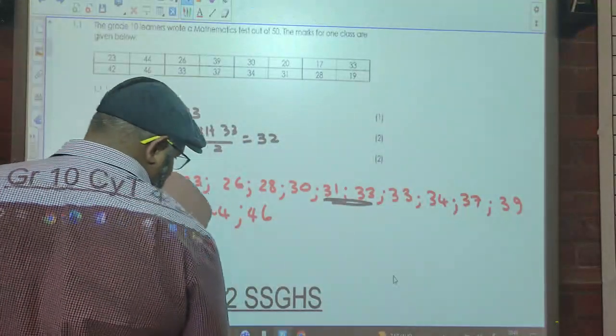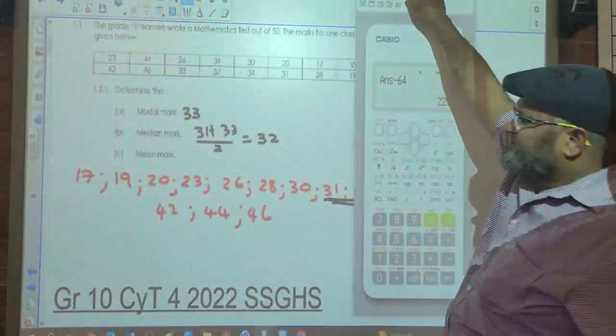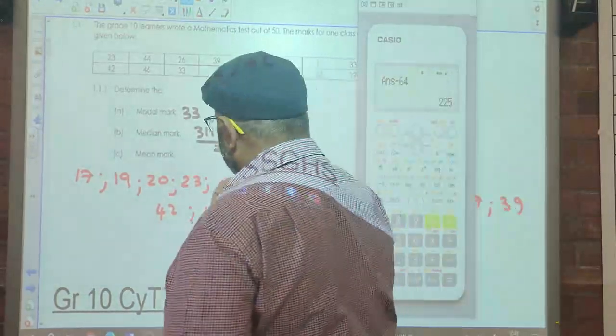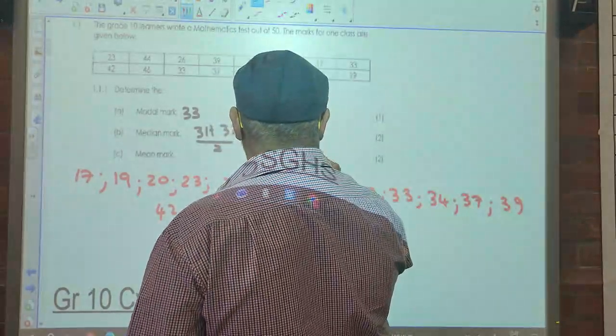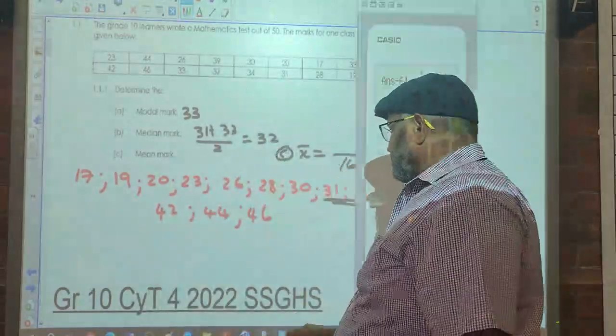The mean. How do you calculate the mean? It's the sum of the numbers over the number of numbers, not so? Yes, sir. So for your mean, how many numbers are here? 16. So let's add the numbers up.